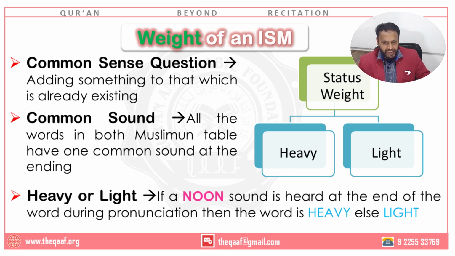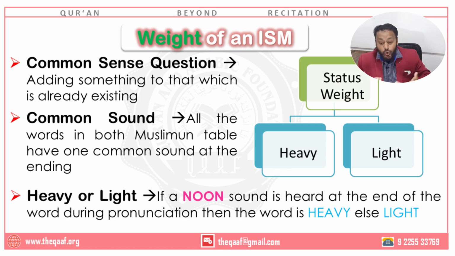So how do I know whether it's light or heavy? Two things. If you are hearing the ism, and when the ism is pronounced you hear a noon sound at the end, the ism is heavy. For example, if I say Muslimun, did you hear the noon sound? Yes. Muslimani, noon sound. Muslimina, noon sound. Muslimatin, noon sound. Muslimatani, noon sound. Every time you hear a noon sound, the ism is heavy.